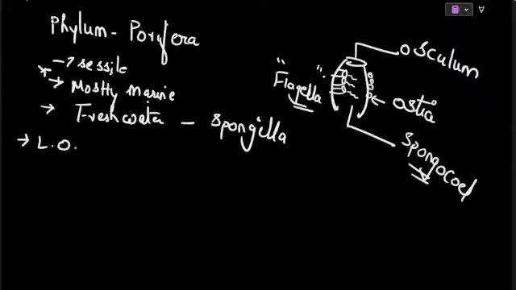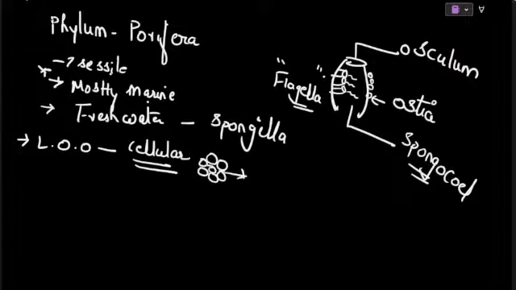Talking about level of organization, they are basically cellular in nature because they are the first phylum. So only a group of cells is present. Groups of cells aggregate together. They do not form tissue. Clear? Next. What about coelom?